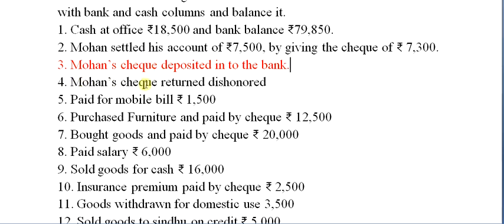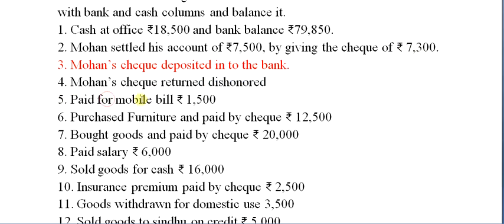Again, fourth point, Mohan's check returned dishonored. What does dishonored mean? Dishonored means there is no sufficient balance in Mohan's account. So our check has been dishonored. There is no balance, so what happens? The bank balance reduces in our account. The check of 7,300 given by Mohan has been dishonored, so it should be taken under the credit side because it reduces.